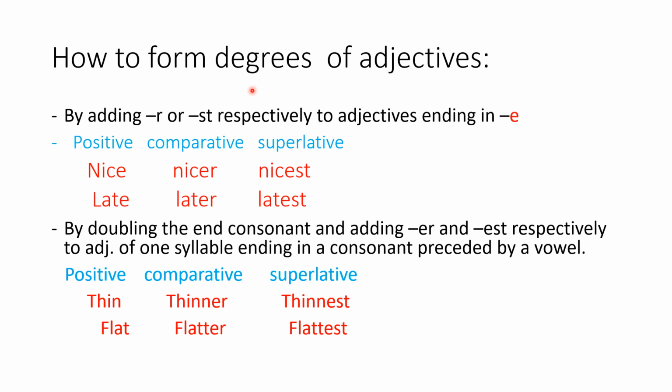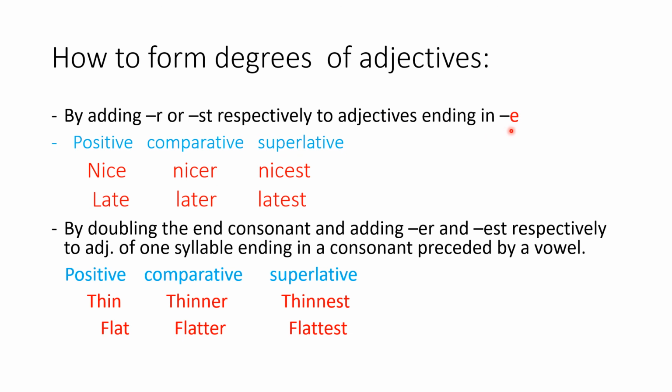Now let us know how to form degrees of adjectives. ये बनती कैसे हैं? हम कहीं पर er use कर रहे हैं, कहीं पर double. देखिए यहाँ पे हमने er लगाया comparative में, इधर I have used double n. तो how do we change it? What is the rule to form the degrees? Let us see. Number one rule, by adding r or st in adjectives ending in e.